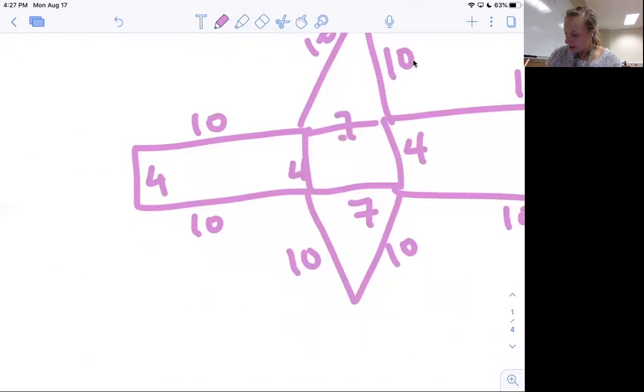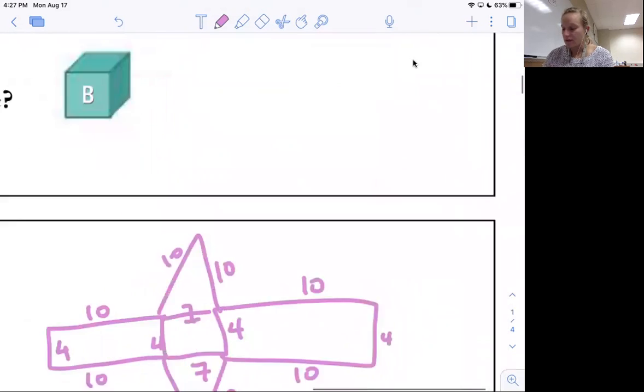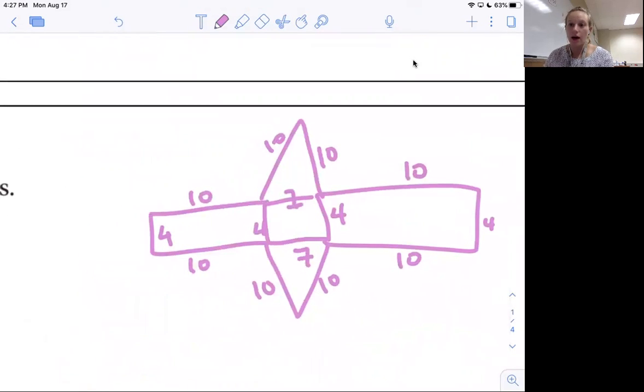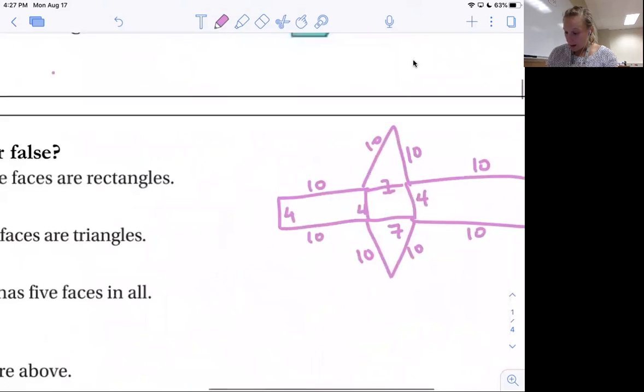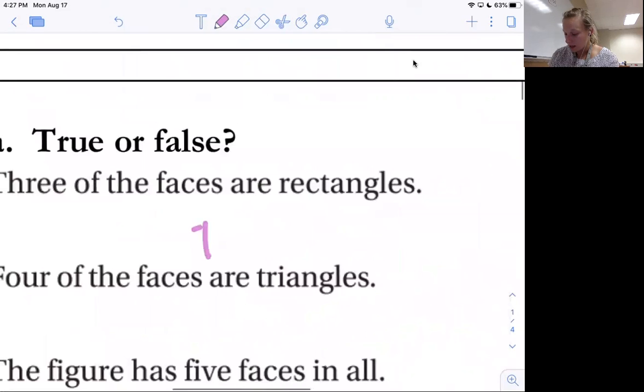Now, you don't have to have a beautiful looking sketch. Mine does not look very nice. All I wanted to do, though, is to help me understand what's happening. And so it doesn't have to be beautiful or super precise in order to tell me what's going on. I'm going to use a super rough sketch in order to answer these true and falses. The first one says 3 of the faces are rectangles. Well, let's look at my diagram. 1, 2, 3. That's true. 3 of them are rectangles. So I'm going to say true.